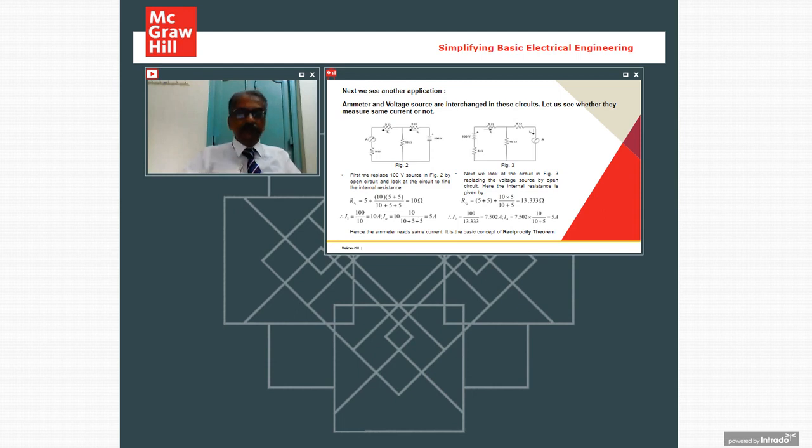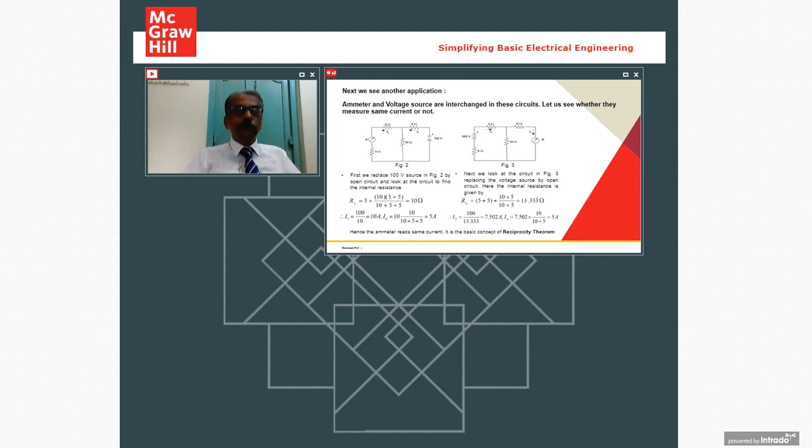The solution is given here. And it has been shown in the solution that yes, the ammeter will read the same current, whether it is in the first figure, that is figure 2, or it is in the third figure, figure 3. Now this is basically the concept of the reciprocity theorem.